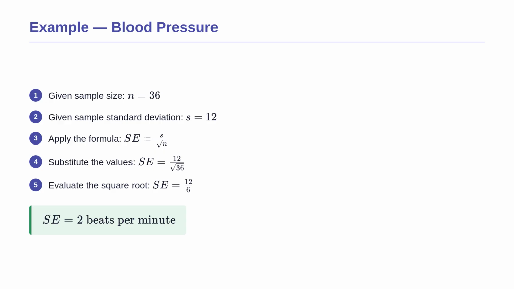To solve this problem, we need to figure out how much uncertainty exists in her sample average. We will use the standard error formula because it directly relates the sample's internal spread to the reliability of the mean. We substitute the sample standard deviation of 12 into the numerator and the sample size of 36 into the denominator under the square root. The square root of 36 is exactly 6. Dividing 12 by 6 gives us a final standard error of 2 beats per minute. This tells her that her sample mean is a fairly precise estimate of the true population mean, typically straying by only about 2 beats per minute.